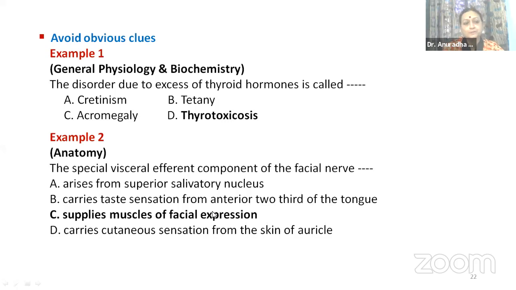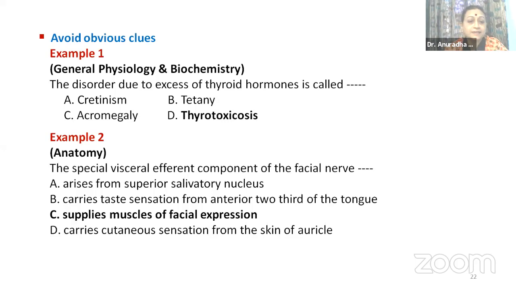Avoid obvious clues. Sometimes unknowingly we do give these clues. Look at this example. The disorder due to excess of thyroid hormones is called: cretinism, tetany, acromegaly, thyrotoxicosis. Suppose I don't know anything about hormones. Okay, this is something about thyroid, so this probably is the right answer. And yes, it is. So I have guessed the right answer without knowing anything about it.